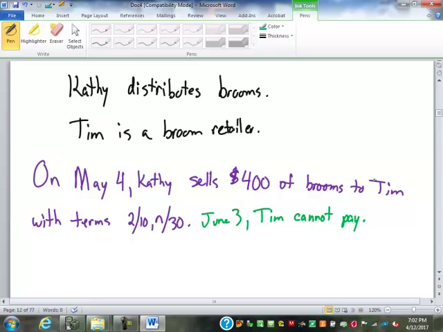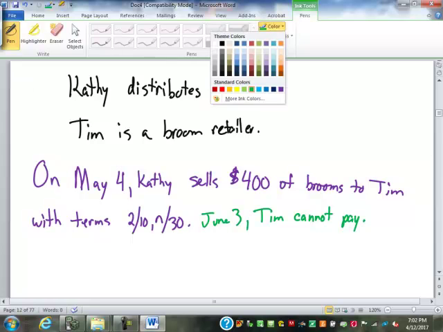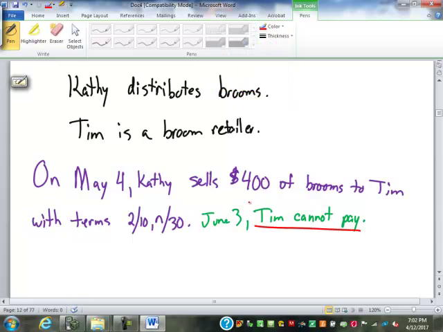But anyway, we assumed that the bill was actually getting paid by or on the end of that credit period. But what if the bill does not get paid at the end of the credit period? Like here, Tim cannot pay. June 30th is the end of that credit period. Tim cannot pay, or refuses to pay, one of the two. Most invoices have a stipulation in the invoice that once it reaches that date, it converts to a 12% simple interest note.